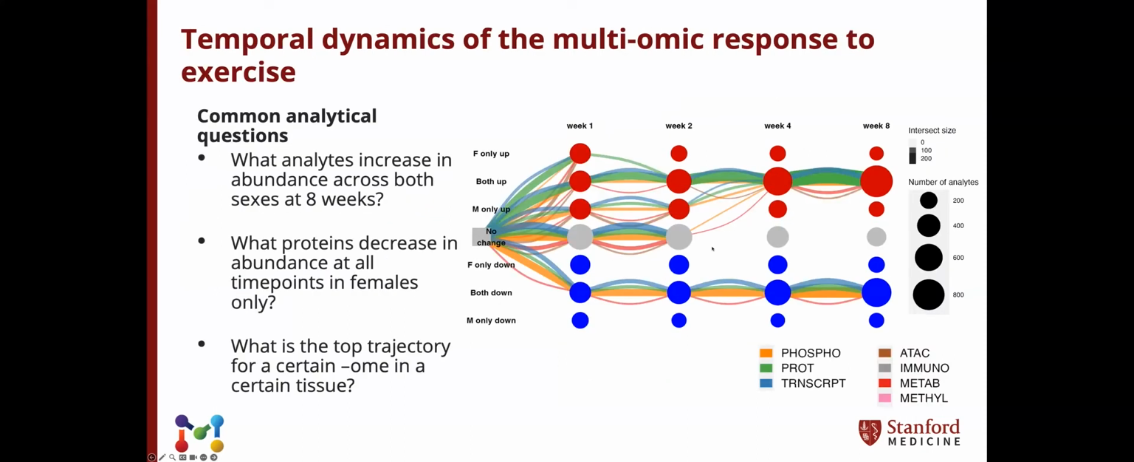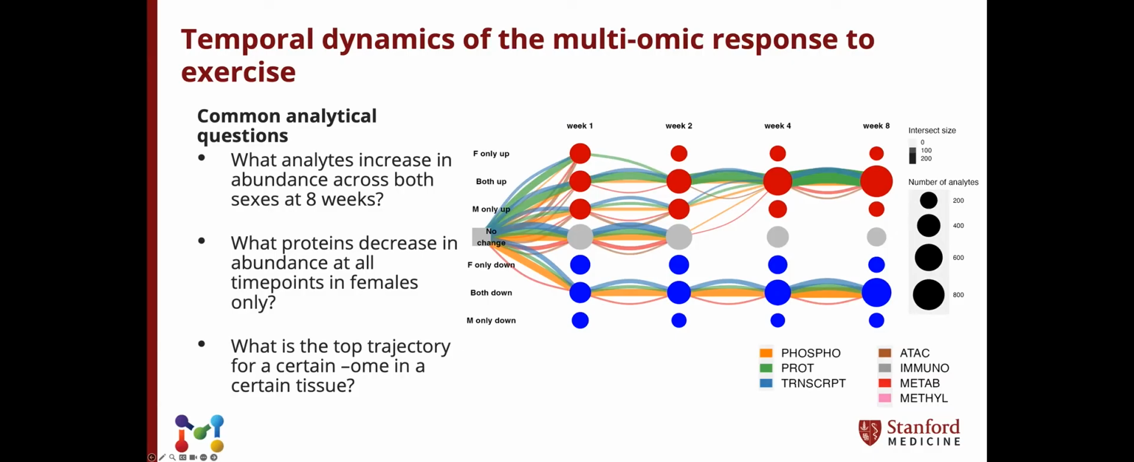Some questions that can be asked using this graphical clustering data are, for example, what analytes increase in abundance across both sexes at 8 weeks? So you can hone in on the 8-week time point and look at this particular node and see what analytes are here, and what the pathway enrichments for that are. You can look at what proteins decrease across all time points in females alone. You can look at the top trajectory for a certain ome in a certain tissue.